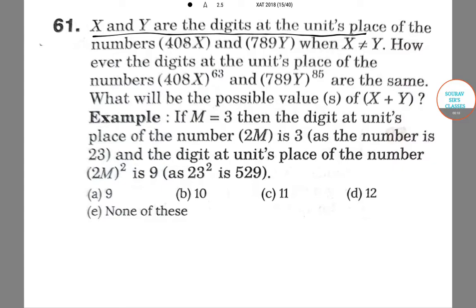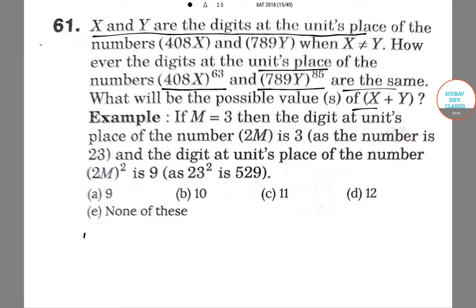The question is, let x and y be the digits at the units place of the numbers 408x (that is, 4080, so let me call this 408x) and 789y, when x not equals y. However, the digits at the units place of the numbers 408x to the power 63 and 789y to the power 85 are the same. What will be the possible values of x plus y?